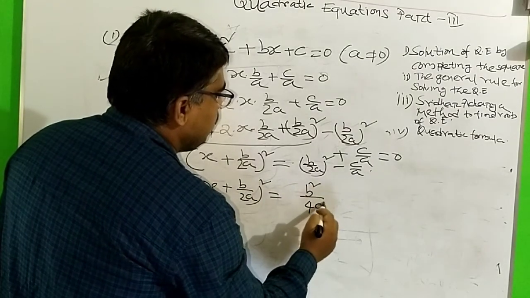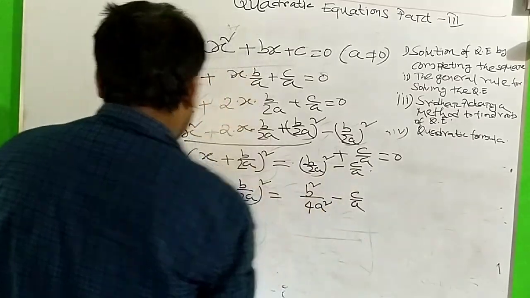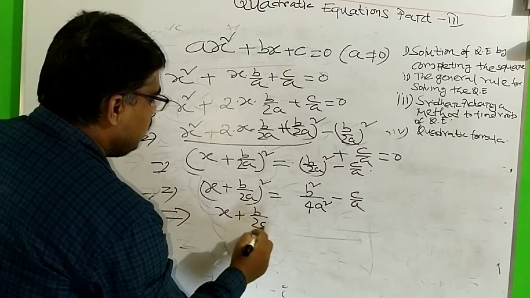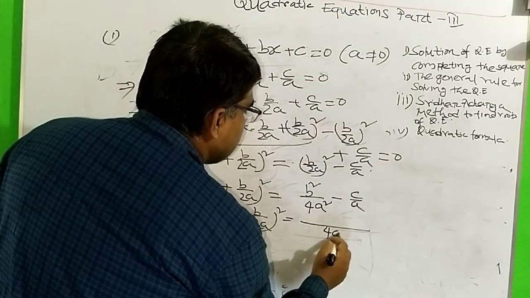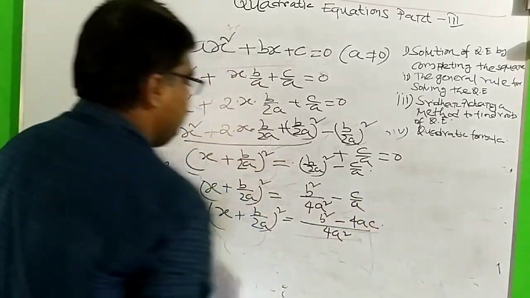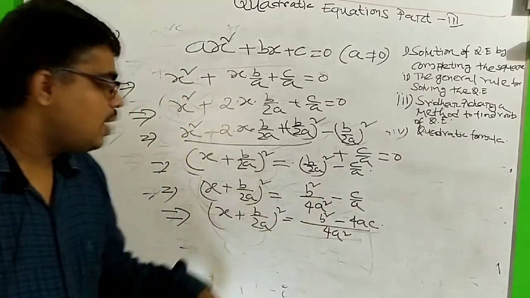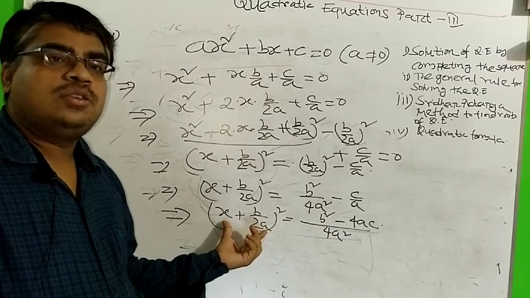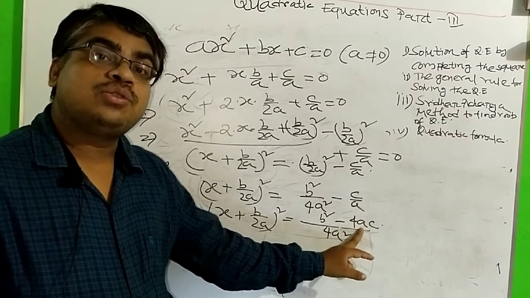This implies x plus b by 2a whole square is equal to b square by 4a square minus c by a. This implies x plus b by 2a whole square is equal to b square minus 4ac by 4a square. It is very easy, a very simple calculation. You see, x plus b by 2a whole square is a perfect square. So b square minus 4ac must be positive or equal to 0.